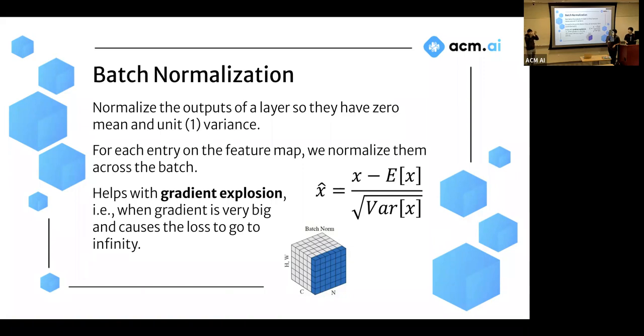We take that as kind of like our statistical data, normalize it. So take every single one of those values, make sure their mean is 0 and their standard deviation is 1. And we do that for every single entry on our output feature maps across every single pixel over every single channel. And that's it, right? And the key of why this really helps is because it helps with gradient explosion. In other words, when the gradient is very big and causes the loss to go to infinity.